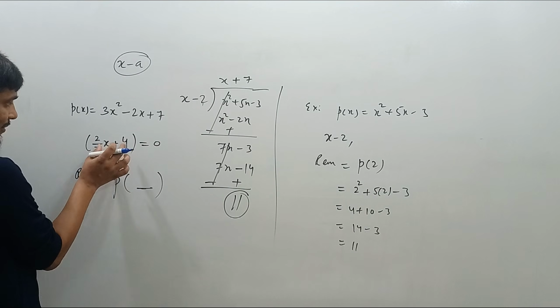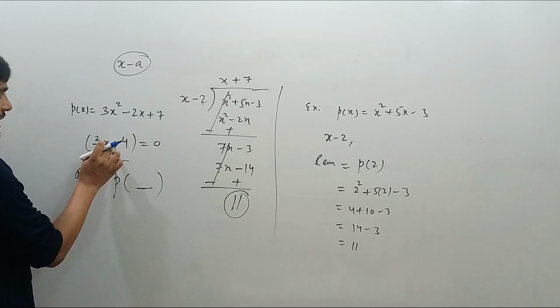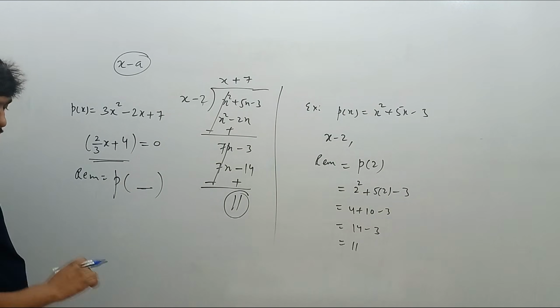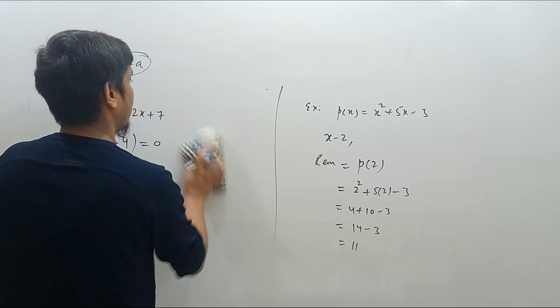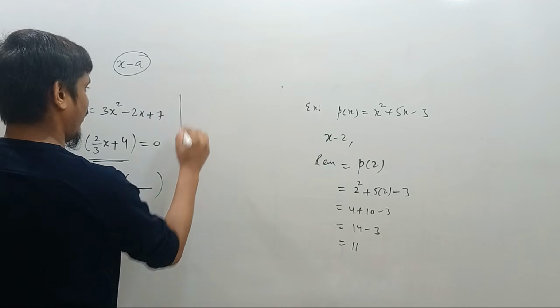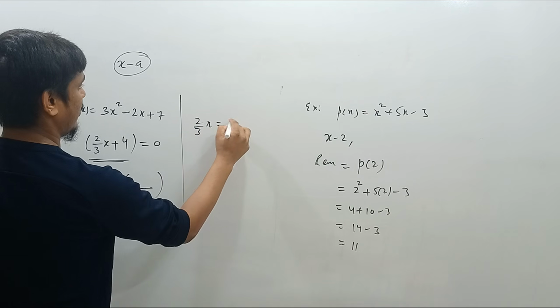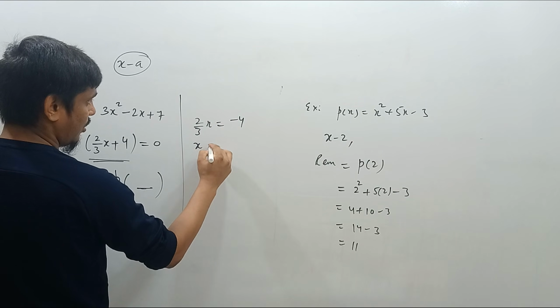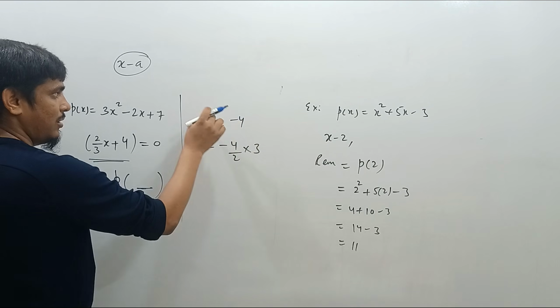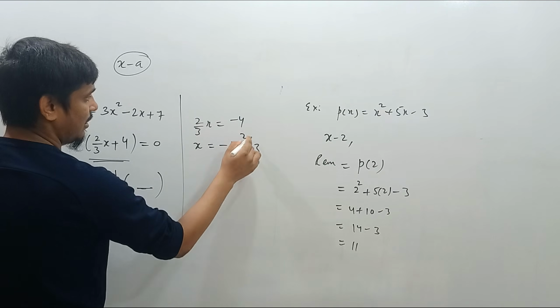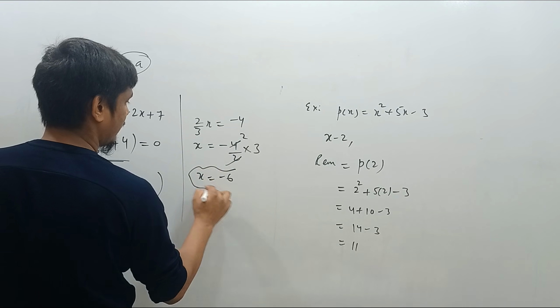Once we solve (2/3)x + 4 = 0, we get the value of x, and we substitute that value in this polynomial. So (2/3)x is equal to negative 4. So x is equal to what? Negative 4 by 2 times 3. The denominator 3 goes to multiplication, the numerator goes to the denominator. This cancelled, so the x value is negative 6.